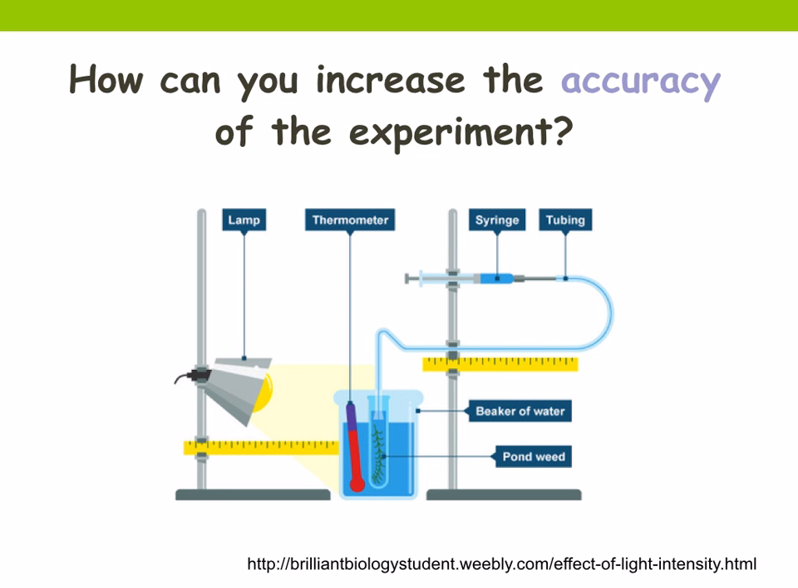How would you increase the accuracy of the experiment? Well, you would use a stopwatch to time the experiment. You could also use a syringe and tubing and a ruler to measure the exact volume of oxygen produced. So accuracy is about the apparatus that you are using, so you can change the apparatus to get a more accurate result.